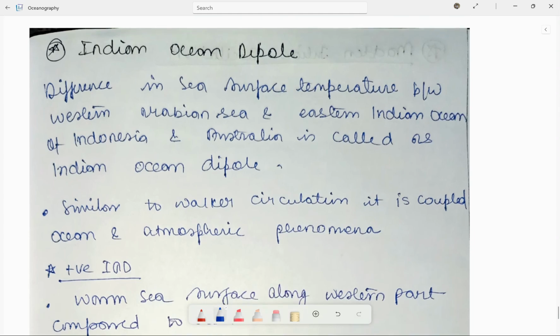Indian Ocean dipole. It is the difference in the sea surface temperature between the Western Arabian and the East Indian Ocean of Australia and Indonesia, and it is called as Indian Ocean dipole. Similarly to water circulation, it is coupled ocean and atmospheric phenomena.